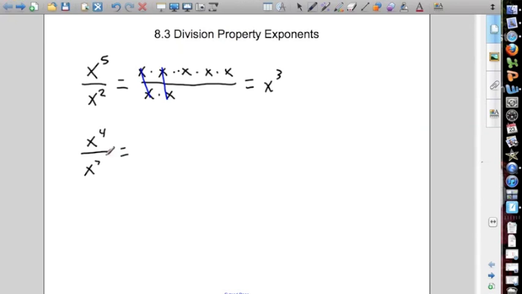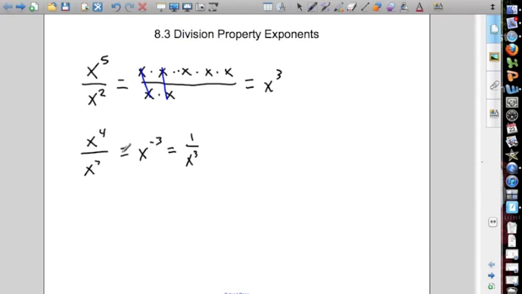Now sometimes the bottom number is going to be bigger. That's okay. We still do the same thing. You have the same base, the base of x. 4 minus 7 is negative 3. Now, a lot of times, though, the directions will say, rewrite the problem with only positive exponents. And so, to write that as a positive exponent, remember, that negative 3 tells you to bring it down to the bottom here, to the denominator, and so I have 1 over x cubed.